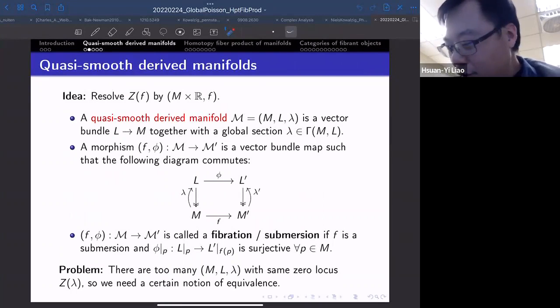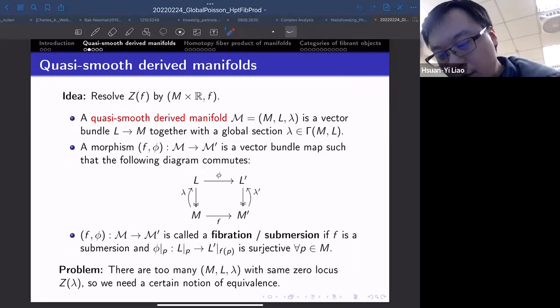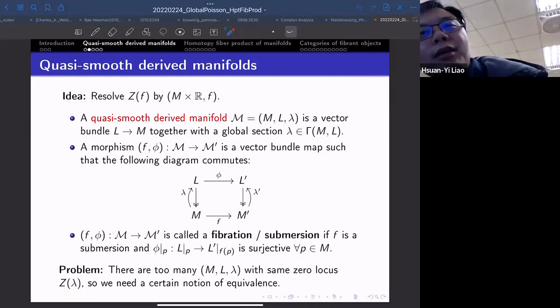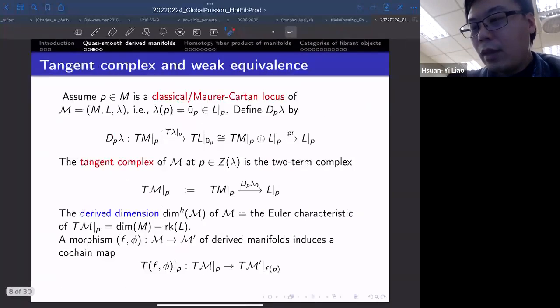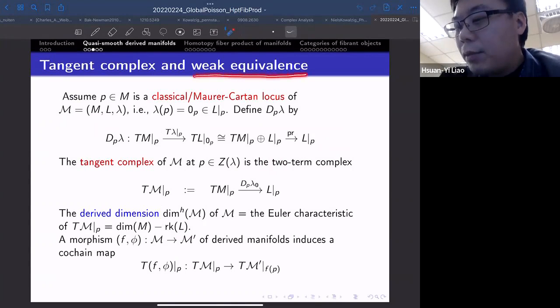Okay, then let me continue. So now I just start with a very naive idea: just resolve the singular zero locus by this function together with the space. But when we do that, there's an immediate problem. The immediate problem is that there are too many of this kind of thing with the same zero locus. So we need a certain notion of equivalence, and this is what we call weak equivalence.